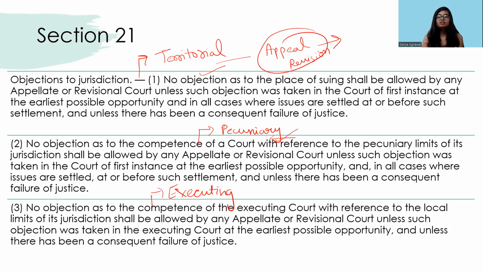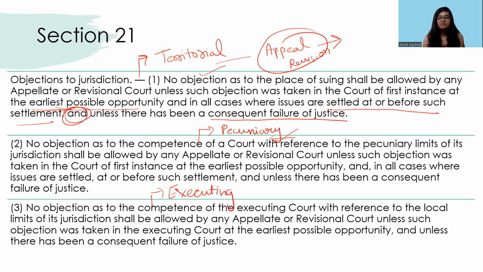The first thing is that you have raised the objection of absence of jurisdiction in the lower court, or the court of first instance, at the earliest possible opportunity, and that earliest possible opportunity is set as the time before or at the settlement of the issues. In addition to that, the second condition is that there has been, and the word used is "and", so both these conditions have to be fulfilled, a consequent failure of justice.